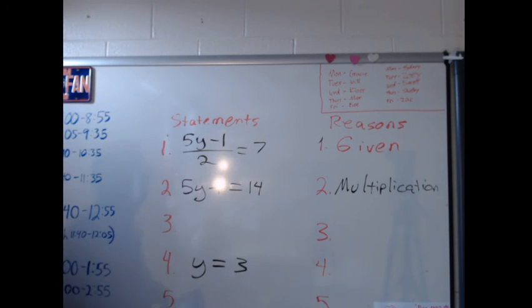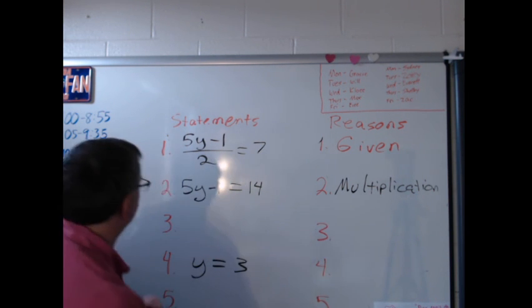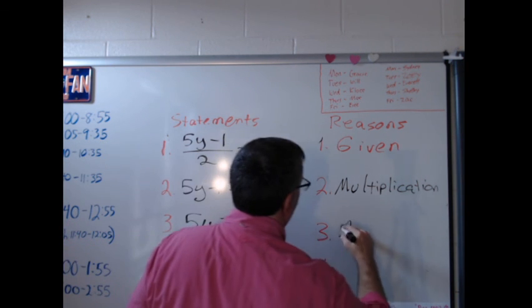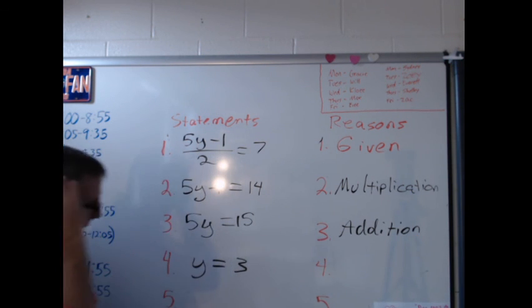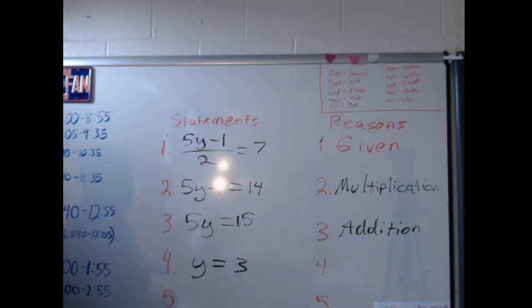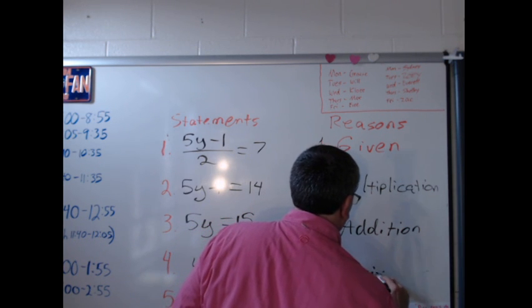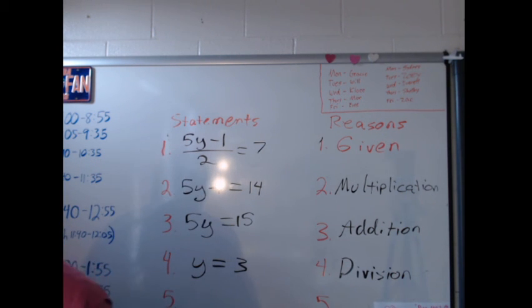Carter, next step. Okay, thank you. So I have 5y, it's 15. We added 1 to both sides. And then what do we do for the last one? Division. All right. Any comments, concerns, complaints, criticisms, or critiques? Okay, everybody good? All right.